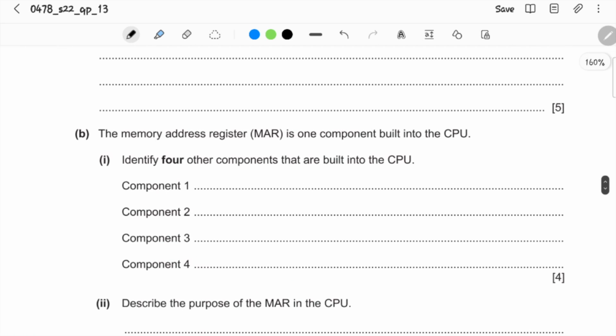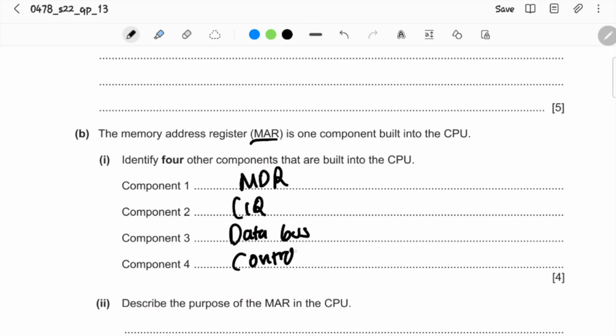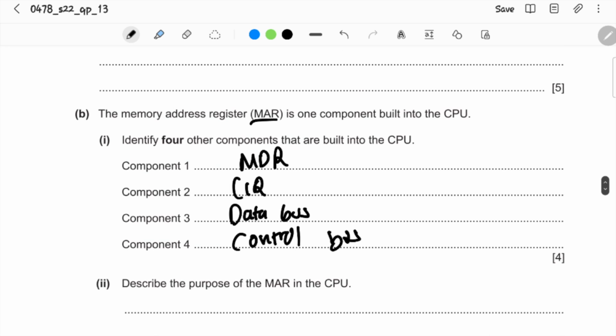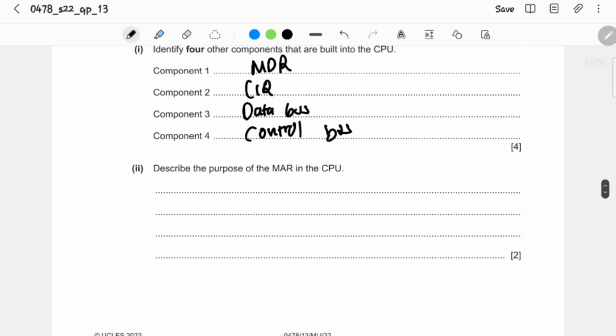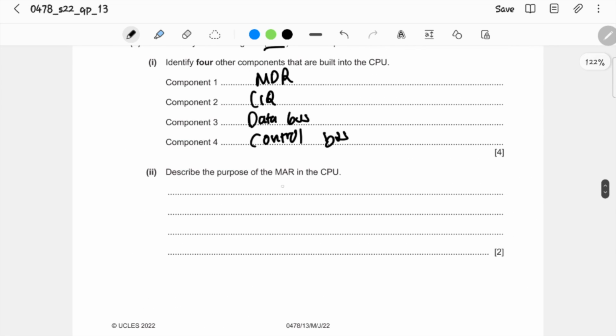Other components: MAR, this is a register. Name 4 components. Okay, there's so many you can give. You can give MDR, CIR. Then you can give any of the buses. Data bus, control bus. What's the other bus? The other bus is address bus. You can write ALU, PC, CU, ACC. Yeah, all that.